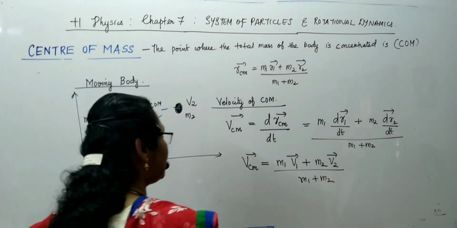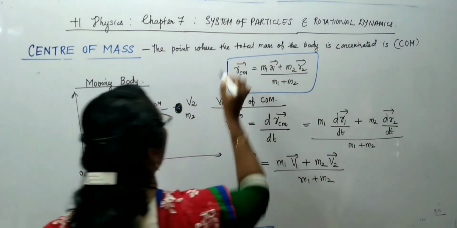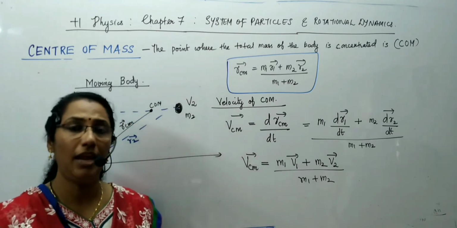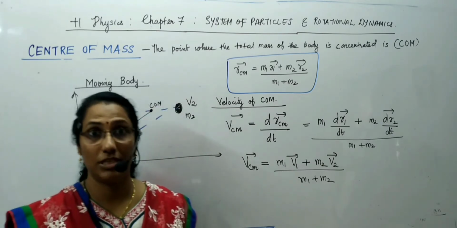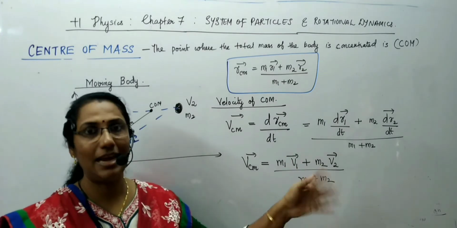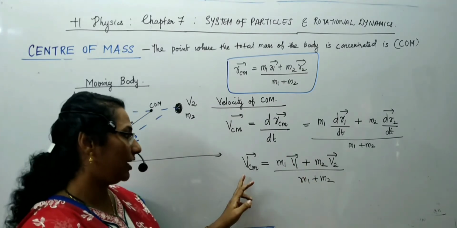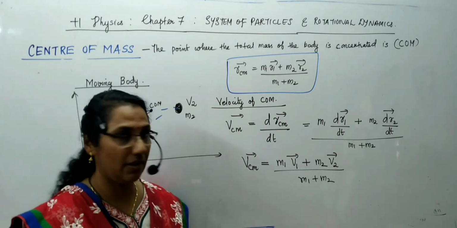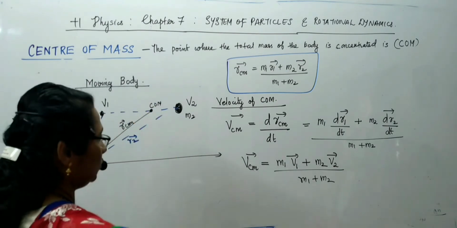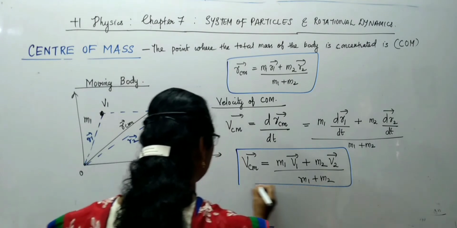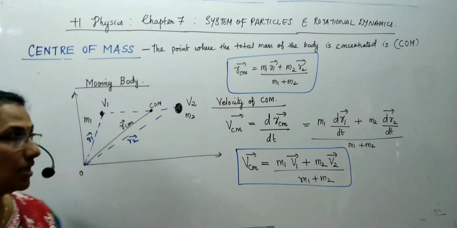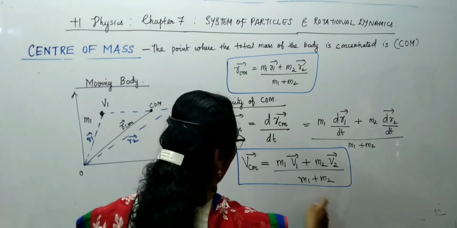Okay, so just like our equation, rcm is equal to m1 r1 plus m2 r2 by m1 plus m2, athe pole thanne position vector ne differentiate cheythal velocity vector kittum. Constant ne differentiate cheythal athu thanneyaanu, appo pinne athu maattanda avashyamilla. Therefore we can write vcm is equal to m1 v1 plus m2 v2 by m1 plus m2. Okay, clear? Manasilayo? Okay, appo how to take the velocity vector of center of mass? M1 v1 plus m2 v2 by m1 plus m2.